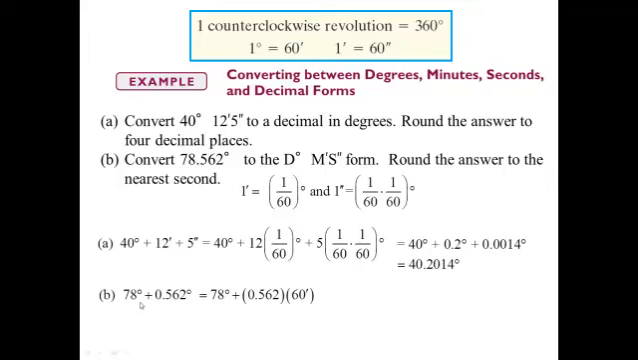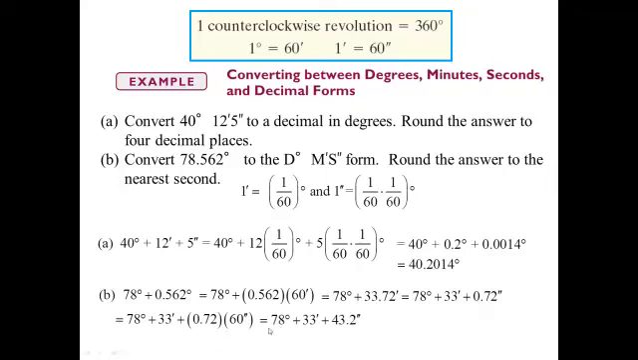Now we have this in degrees, and we're going to convert it to degrees, minutes, and seconds. So the decimal part of the 78, which is .562, we multiply by 60 minutes. Then we get the whole part, 33. And the last part, .72, we multiply by 60 again, and we get the seconds part. So we have degrees, minutes, and seconds. So we can convert from degrees, minutes, seconds to decimals and from decimals to degrees, minutes, seconds form.